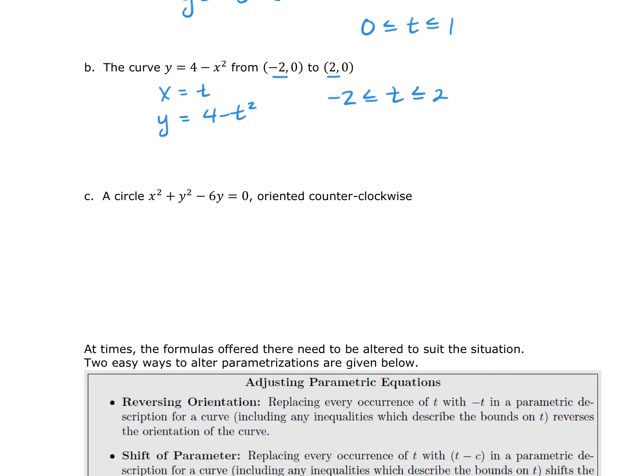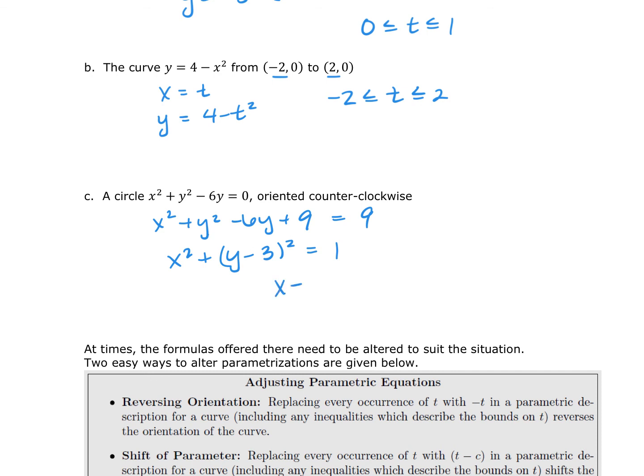What about the circle? Well, first thing we have to do is kick back and say, wait a minute, this is not in the correct form. So we have to put it in the correct form. So we have x squared plus y squared minus 6y plus 36 is equal to 36. We have to complete the square. So we have x squared plus, that's 9, excuse me, that should be 9, not 36. 9 here and 9 here. So y minus 3, the quantity squared, is equal to 1.